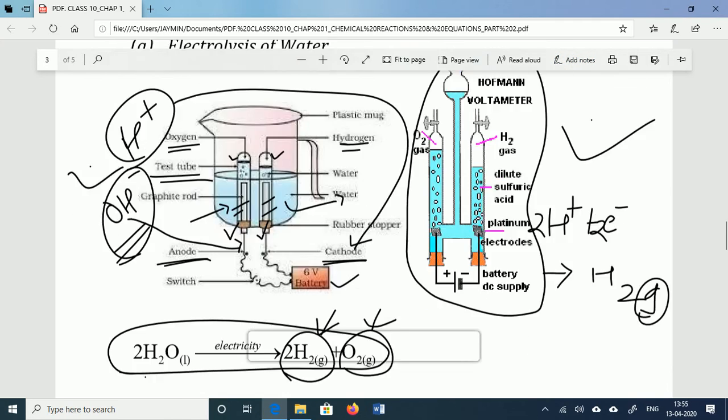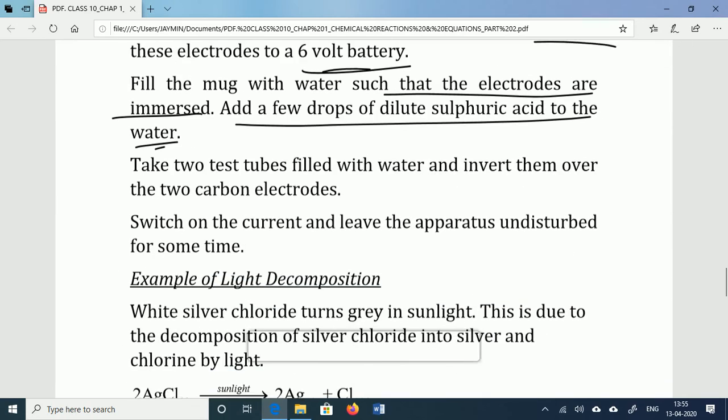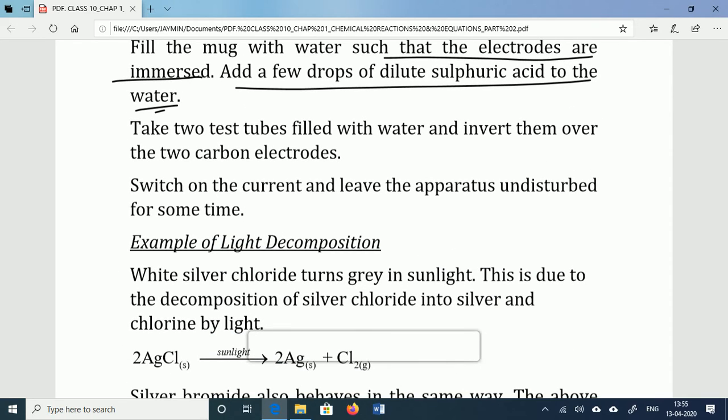Now here we already discussed this whole process, how the assembly can be set up. So it is the example of electrical decomposition. With the help of electricity, we facilitate the breakdown of the H2O molecule, and H2 gas and oxygen gas are produced by this electrolysis process.